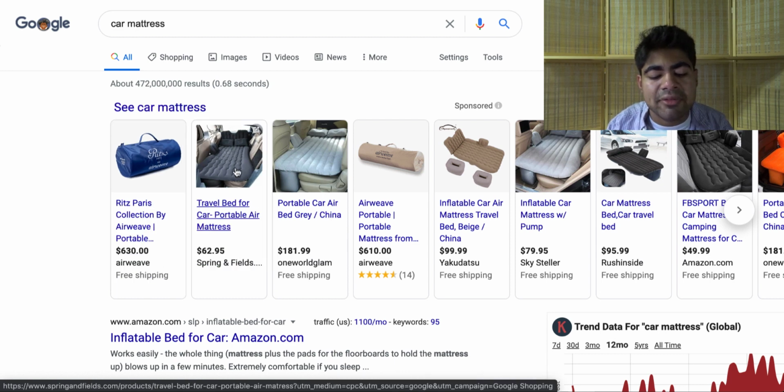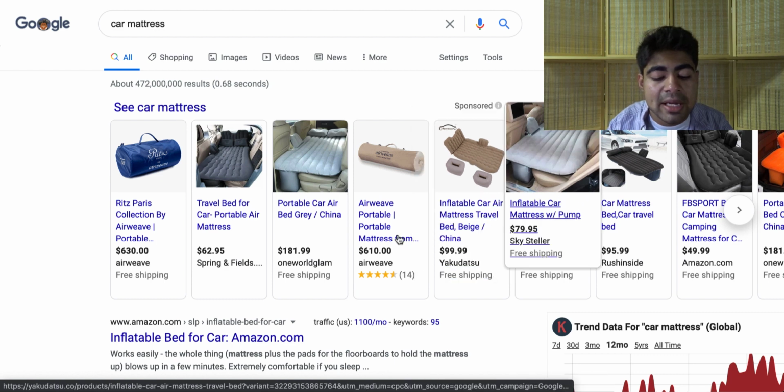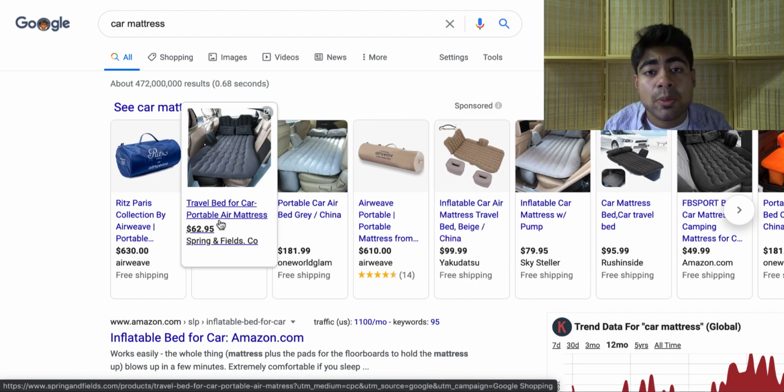But along with that, if you look at the majority of these advertisers ranking towards the top 5 to the top 10, we can see that they have multiple different keywords in their title, which emphasize the product but are also SEO rich keywords. For instance, travel bed for car - portable air mattress. As you can see, this store right here emphasized the keywords, and they included both travel bed along with air mattress.